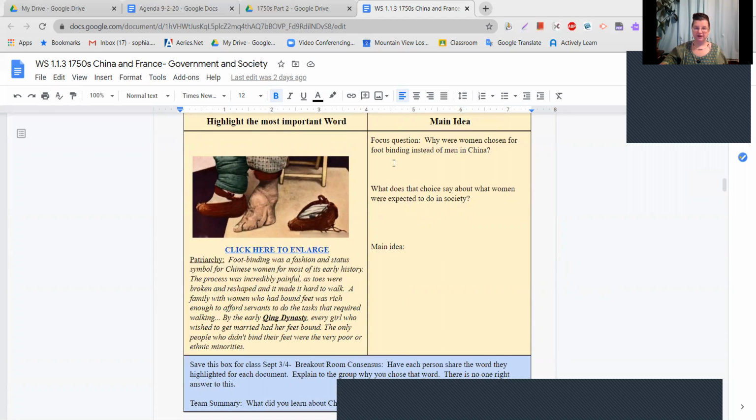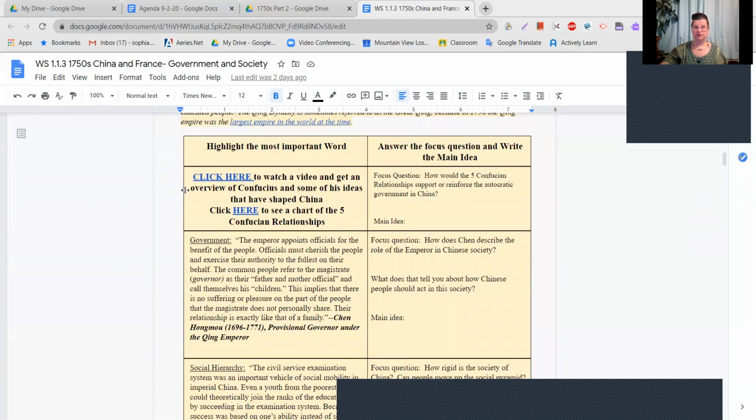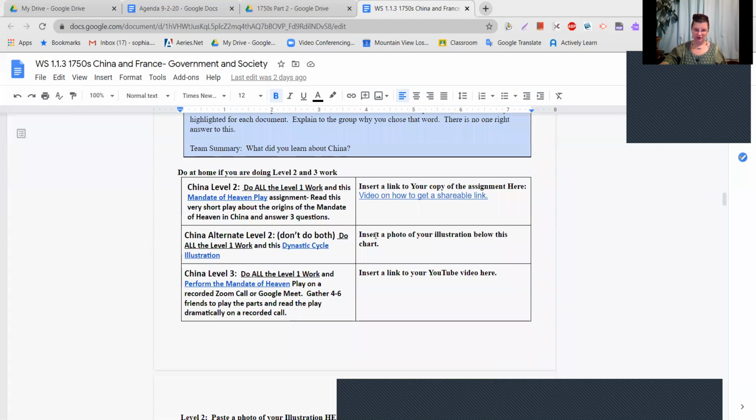You can see it's very carefully scaffolded. There are focus questions to direct their attention. There are boxes and a graphic organizer for them to fill out. Information is delivered in a variety of ways, whether it's a video or a chart or a document, and that gives an opportunity for students to be successful no matter what their learning style is. The level 2 and 3 work is below that level 1 work.